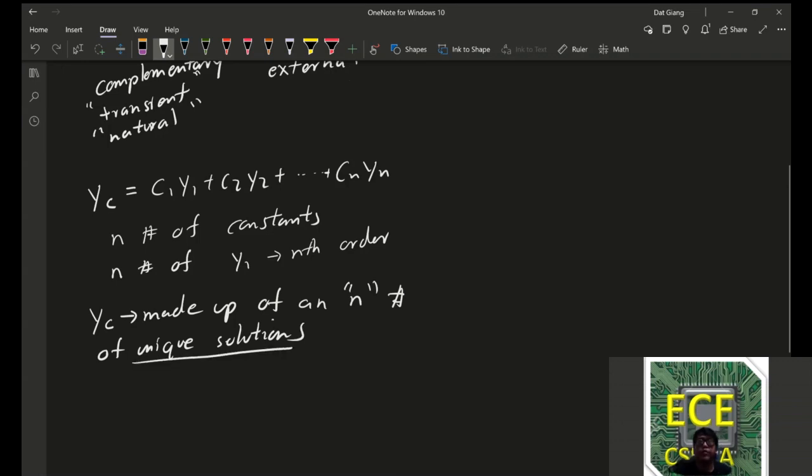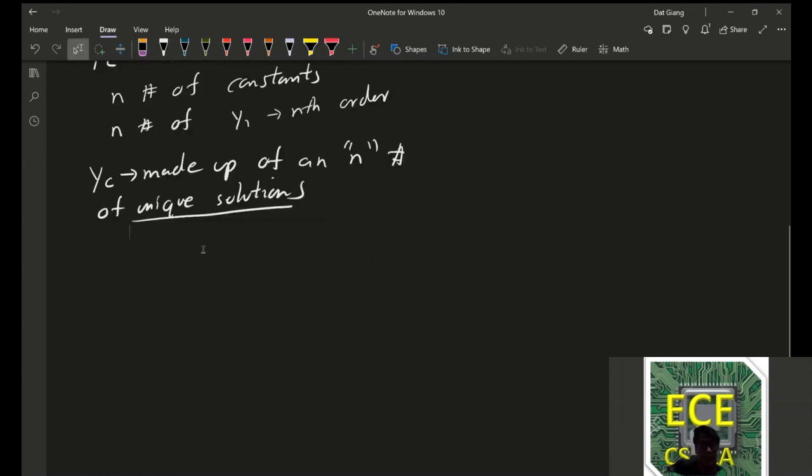This becomes important whenever you solve a higher order differential equation and you have to solve for a particular solution. You must make sure that the complementary and the particular solution don't overlap. Otherwise, parts of the particular solution can get cut off, and we might not fully represent the system.